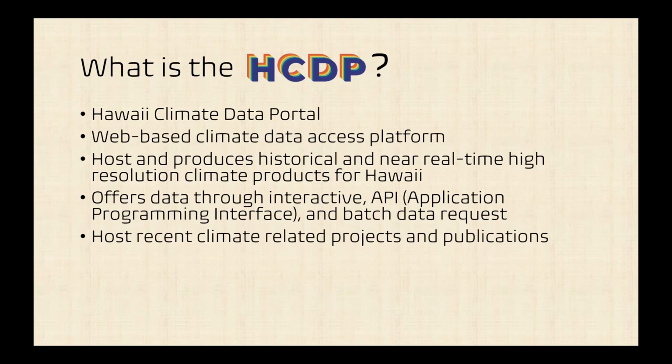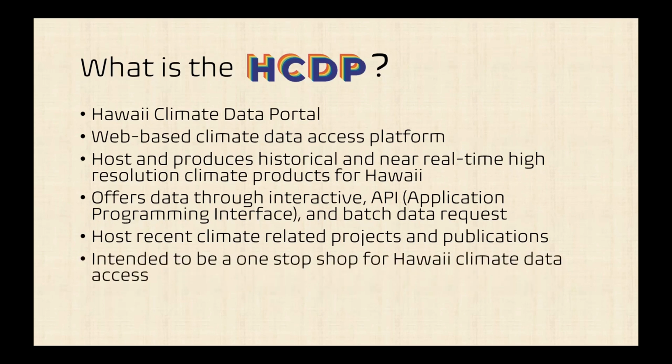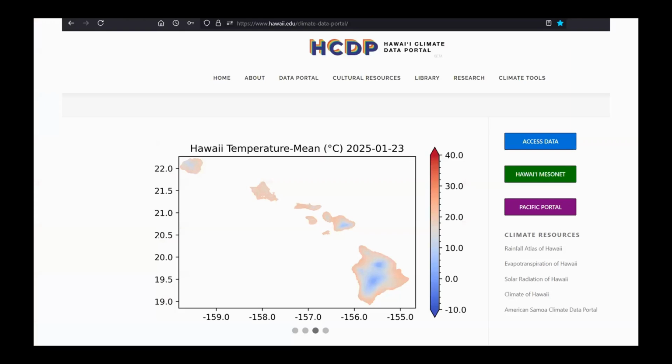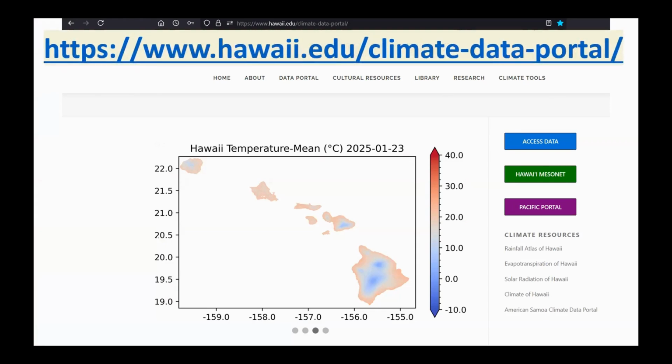It hosts recent climate-related projects and publications. It also is intended to be a one-stop shop for Hawaii climate data access. Finally, it's very cool and it's free. So this is the website, the Hawaii Climate Data Portal. It is found at www.hawaii.edu/climate-data-portal.